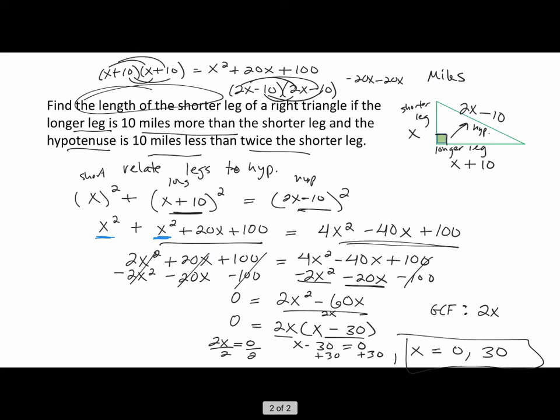Okay. Now let's take a look at what x stands for. That's the shorter leg. So if x is 0, does that make sense? 0 miles? Nope. What about 30? So if the shorter leg is 30 miles here, then the longer leg is 10 more than that, so 40 miles. And the hypotenuse is 10 less than twice that. So twice 30 is 60 minus 10 is 50.